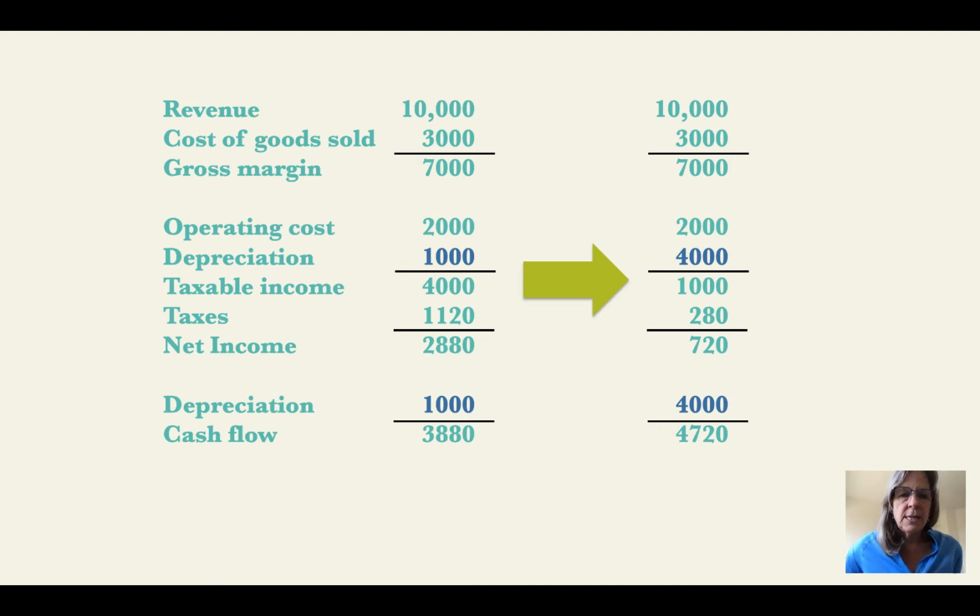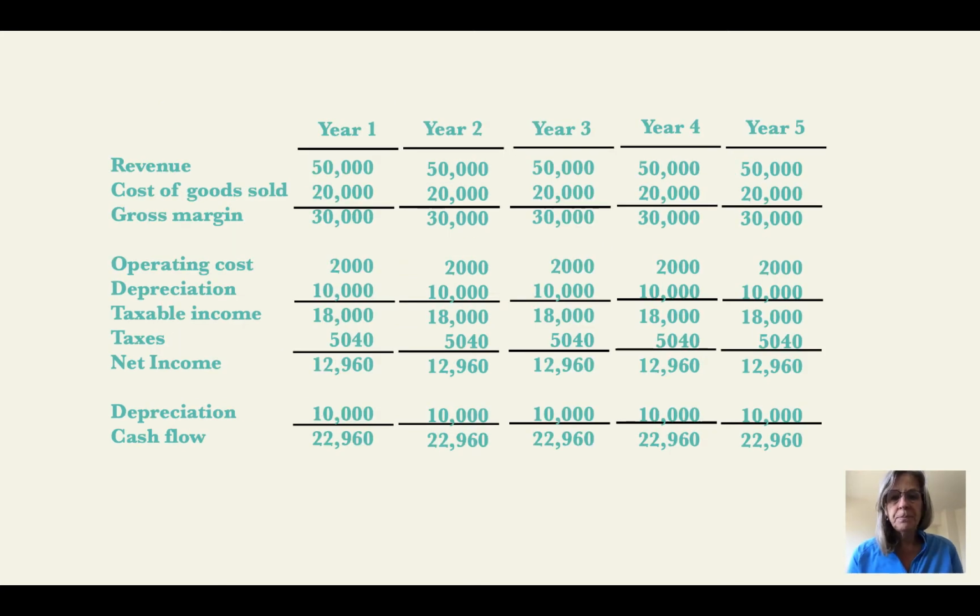So you can see the taxes in the first column were $1,120, but in the second column it's only $280 because we had higher tax shields. So cash flow is higher. So this is what you need to remember: when depreciation is higher, cash flow is higher.